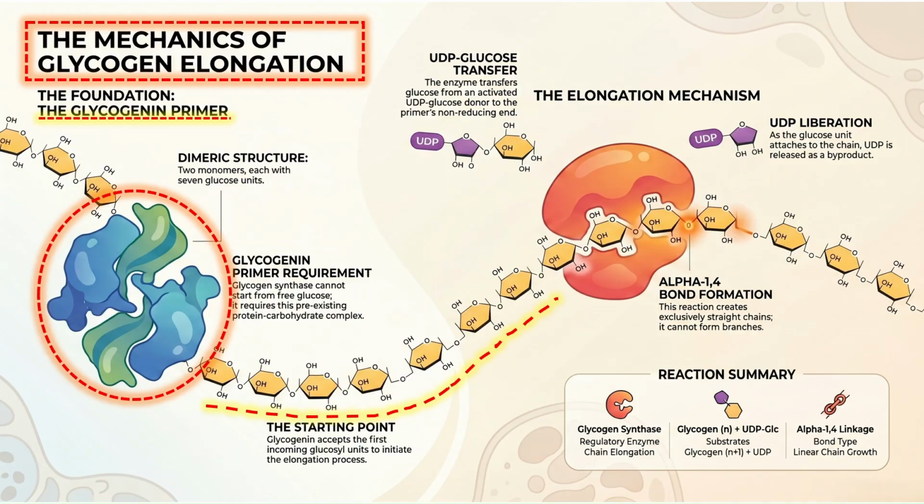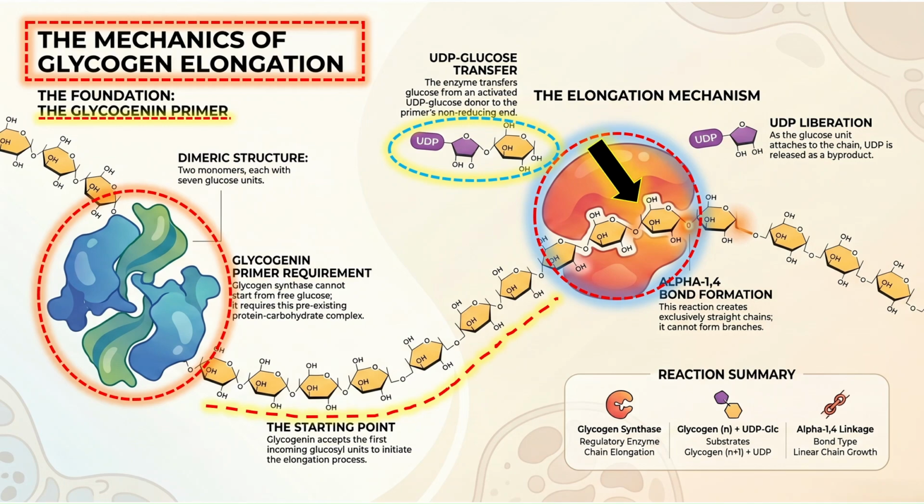Once the glycogen primer is established, glycogen synthase takes over. Using UDP glucose as the activated glucose donor, the enzyme transfers glucose residues one at a time to the non-reducing ends of the growing glycogen chain. During each transfer, UDP is released as a byproduct, while a new alpha 1,4 glycosidic bond is formed between the glucose molecules. This reaction extends the glycogen chain in a linear fashion, producing longer and longer polymers.